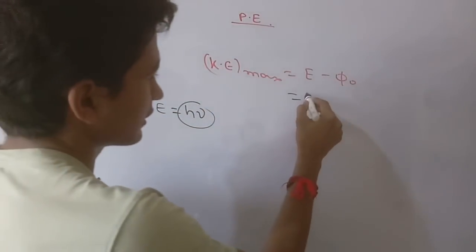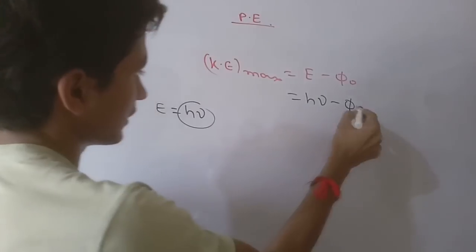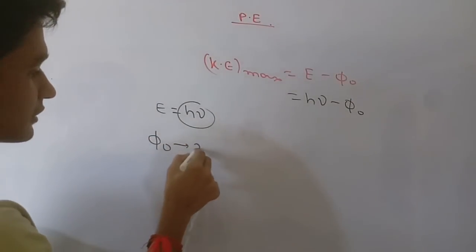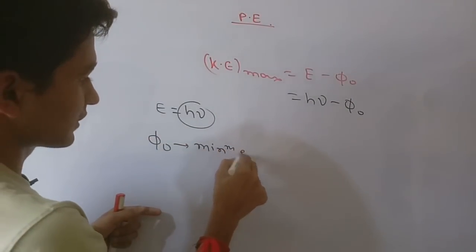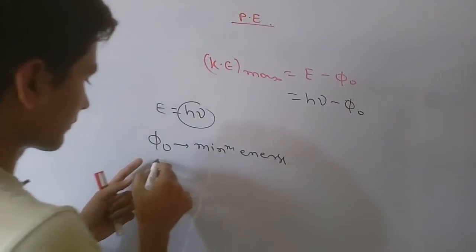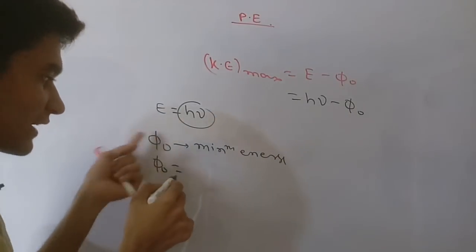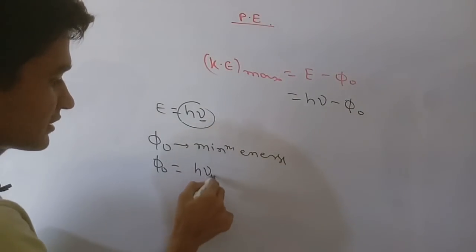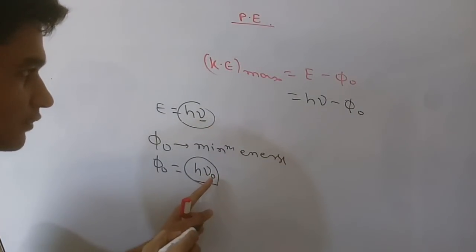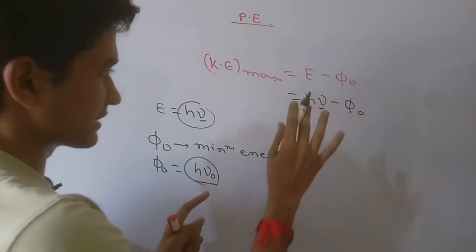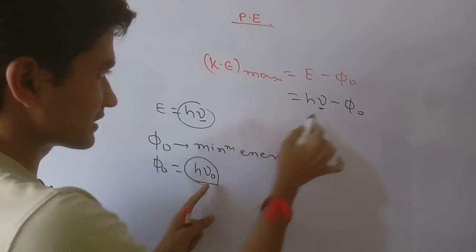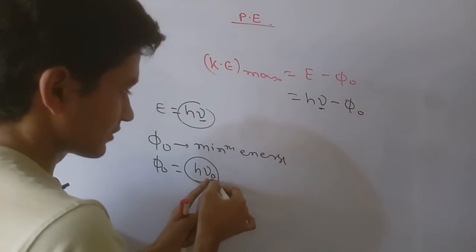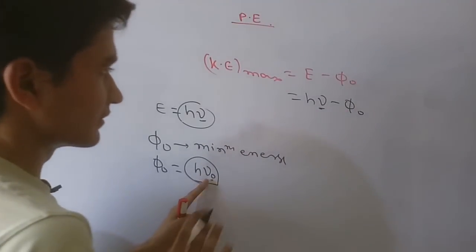So you can put here h nu minus phi naught. Phi naught is your minimum energy. Its formula is also the same, because it is a form of energy, but you have to put here the minimum frequency. This frequency is any frequency, which is usually greater than this or maybe the same.